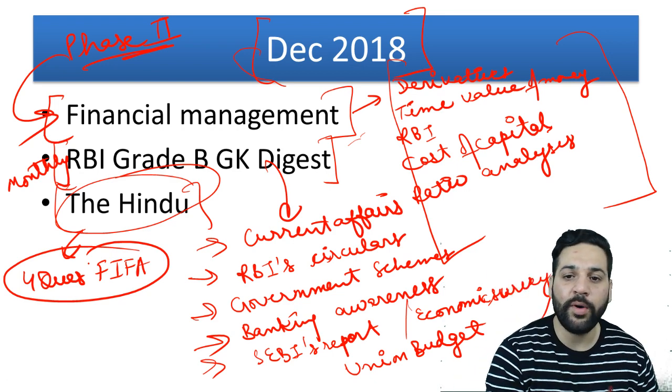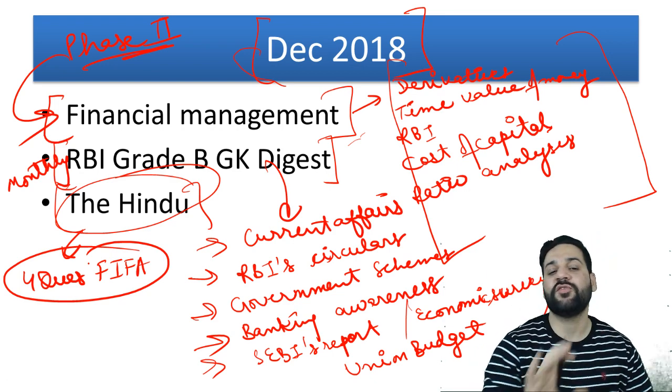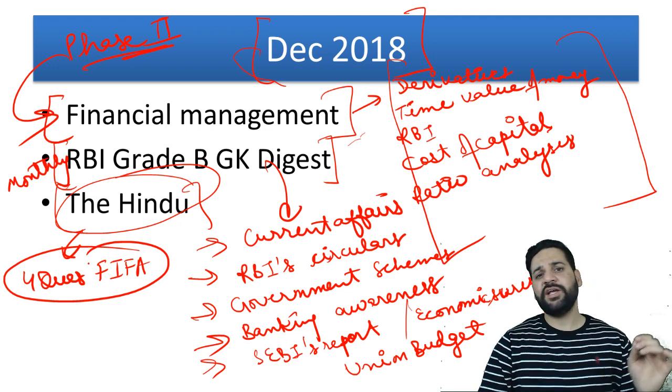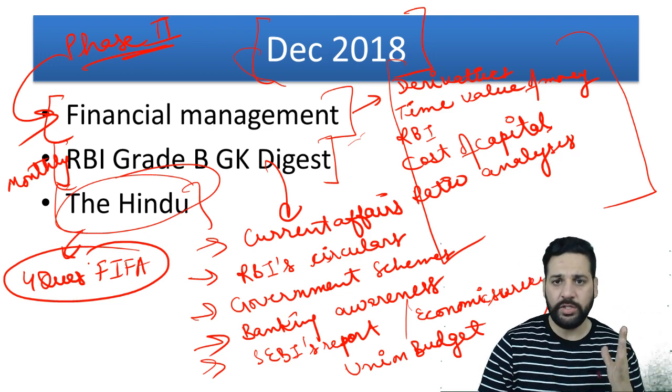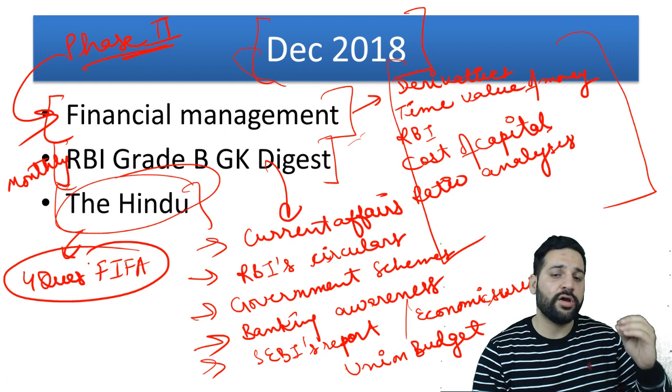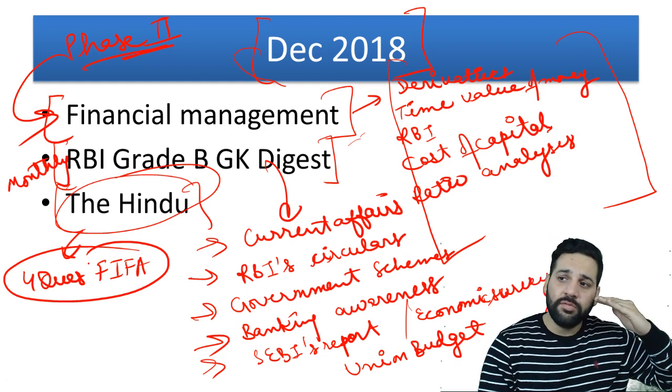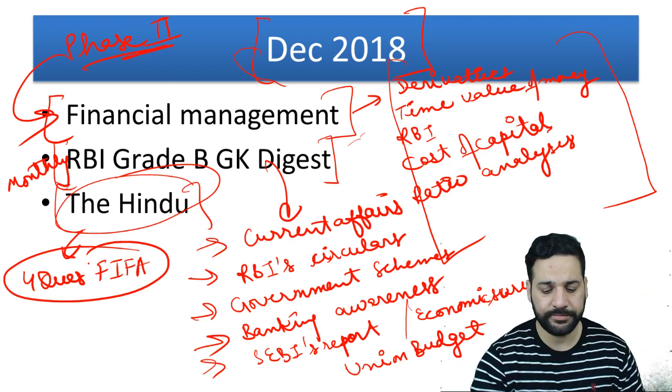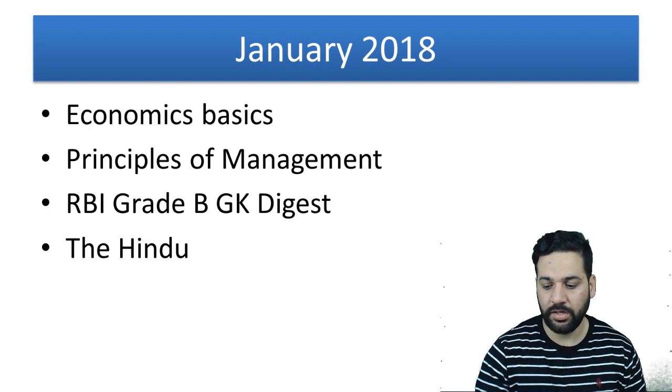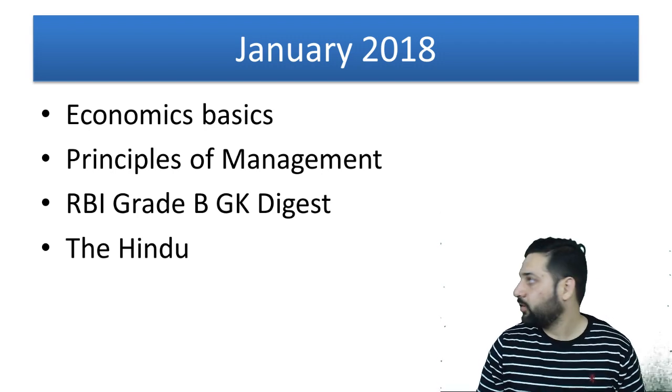So let's move forward. This is for the month of December. You need to do this much in the month of December. At least 4 to 5 hours in a day you need to study for the preparation of RBI Grade B. The more it is, the better it is, right? Just a second. So for the month of Jan.